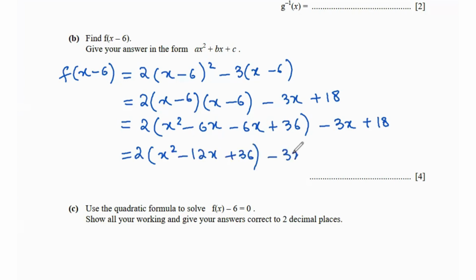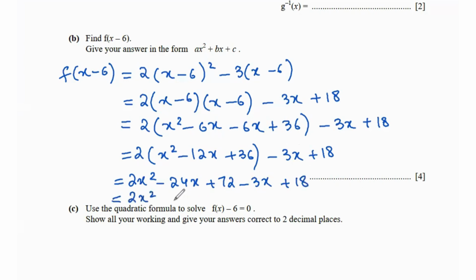And then we expand the bracket. So that's 2x squared minus 24x plus 72 minus 3x plus 18, which simplifies to 2x squared minus 27x plus 90. That's a quadratic equation.